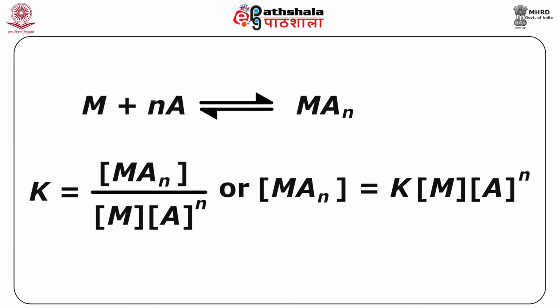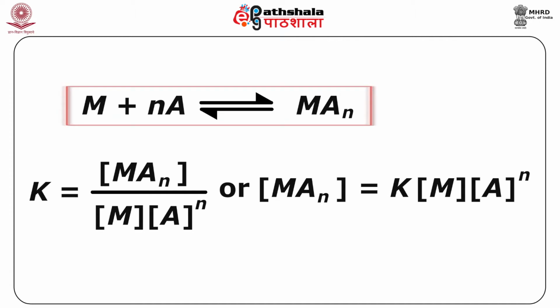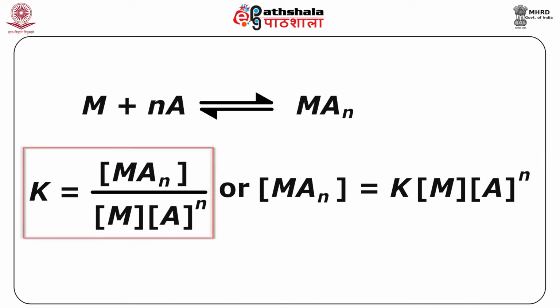So, if we consider a complex reaction of the form M plus nA giving MAn, that is MAn is my complex, A refers to the ligand and M refers to my metal ion, then K becomes equal to the complex concentration in the numerator, upon, in the denominator, the product of the concentration of metal ion into the concentration of ligand raised to the power of its numerical coefficient. Suppose chi is the mole fraction of ligand and 1 minus chi is the mole fraction of metal present in the solution, that is the free metal ion mole fraction.